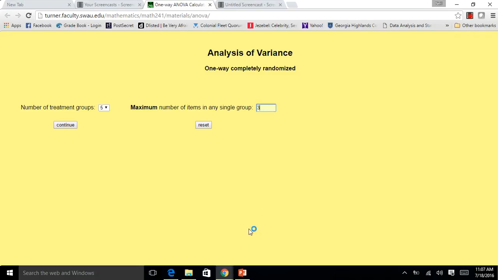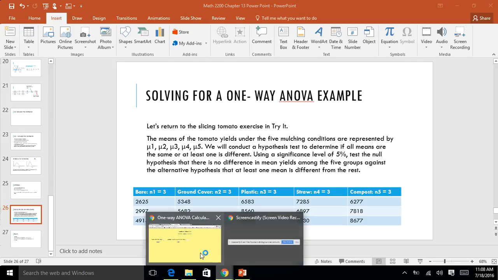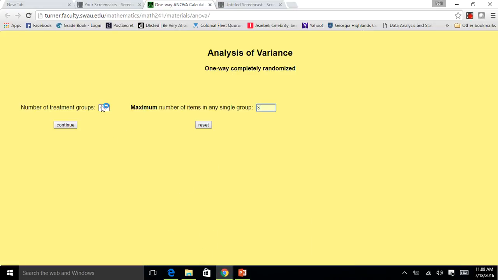You're like, Miss Pace, where are you getting that? If I go back to my table, I had 5 categories: bare, ground cover, plastic, straw, compost. And with each category, I had 3 data points. For bare, it's 26.25, 29.97, 49.15. So that's where that is coming from. Okay, so I put 5 here, 3 here, and I hit continue.